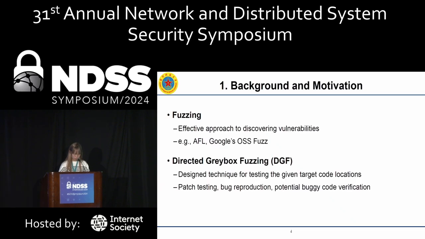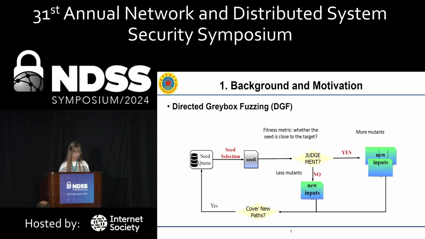Fuzzing is an effective approach to discovering vulnerabilities. Fuzzers use an evolutionary algorithm to generate inputs that can cause abnormal runtime behavior. Representative works include AFL and Google's AFLGo. However, not all code is equally important, since only a small portion of code has vulnerabilities. Thus, directed greybox fuzzing is designed for testing given target code locations. It's applied for scenarios including patch testing, bug reproduction, and potential bug code verification.